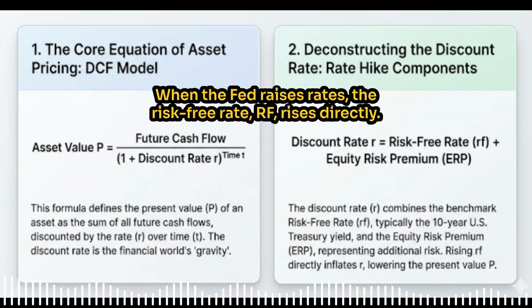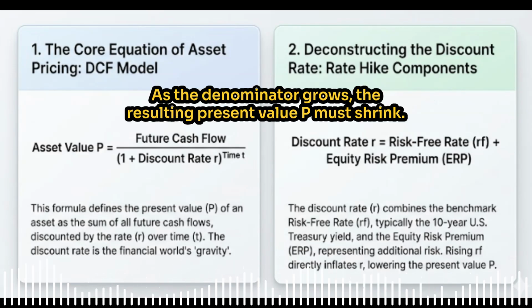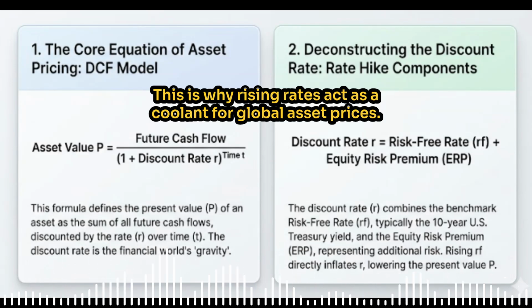When the Fed raises rates, the risk-free rate, RF, rises directly. Even if the risk premium remains unchanged, the total R in the denominator increases. Mathematical certainty: as the denominator grows, the resulting present value P must shrink. This is why rising rates act as a coolant for global asset prices.